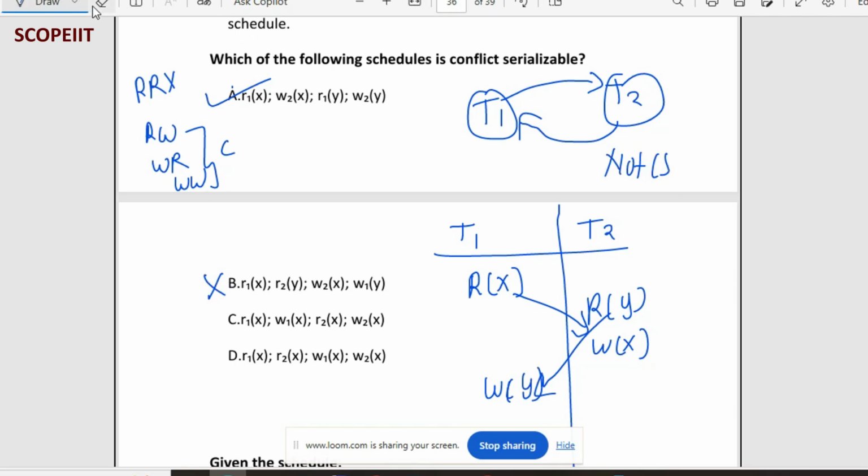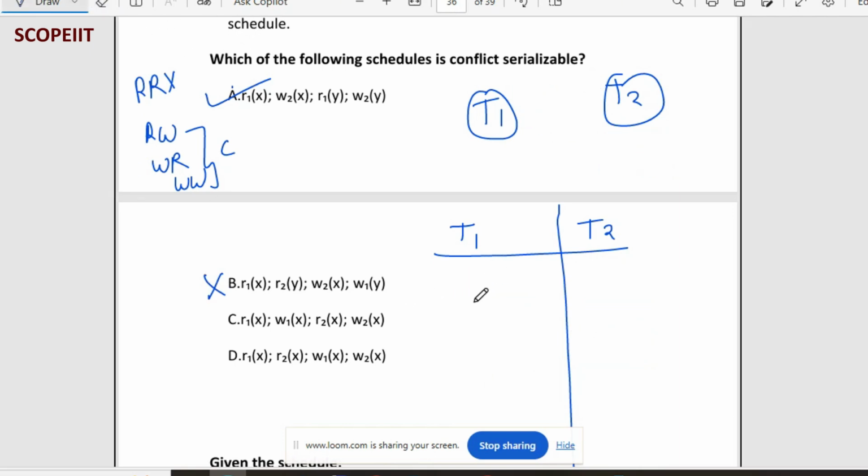Let us check option C also. Now in option C, R of X, not Y, sorry, in transaction T1. Then W of X, this is also W1, so that means in transaction T1 only, W of X. Then R2 of Y, that means in T2, R of X. Then the last one, W of X in T2 only. So you can see R of X, W of X both in transaction T1, then R2 and W2 both in transaction T2, R of X, W of X. That means all with X only.